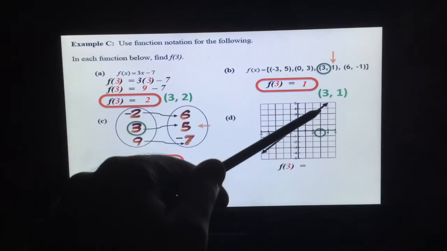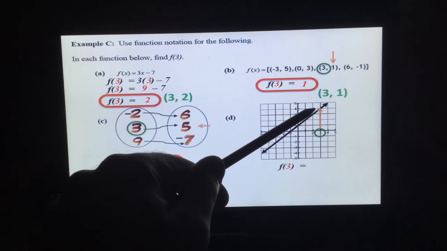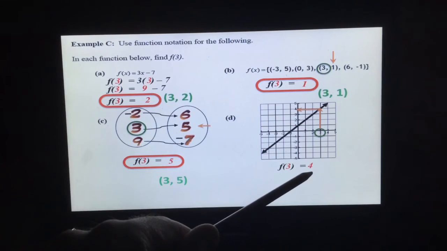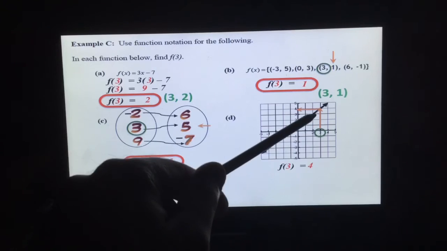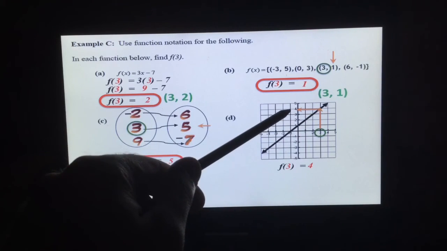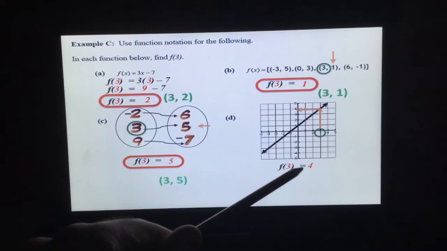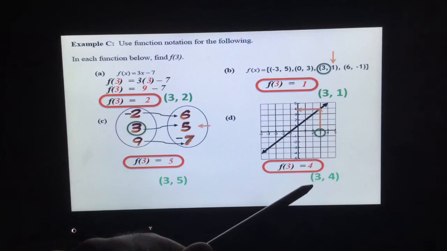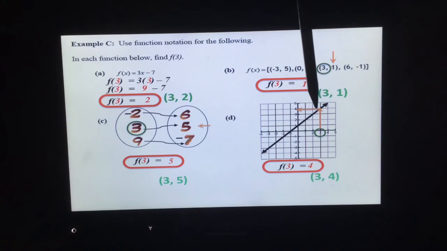So we're going to go up to the actual graph right here. This point right here is going to be the point 3, 4. So we know that the y equals 4. Okay, so you go up and then you see what the y is. The y is pointing at the 4. Therefore, f of 3 equals 4. And the ordered pair would be the ordered pair 3, 4. And as you can see, this graph is touching the point 3, 4.